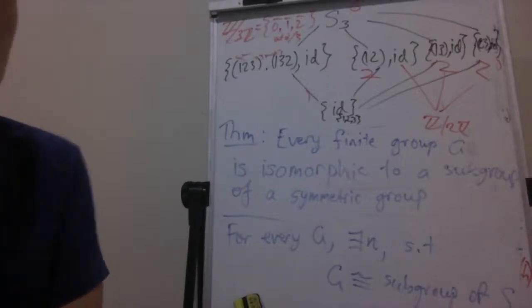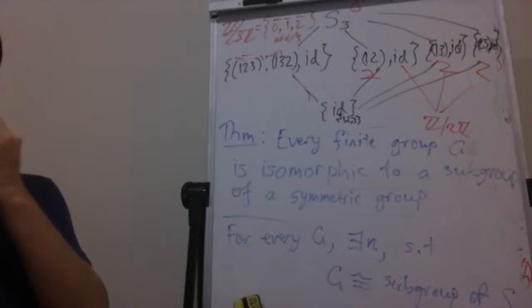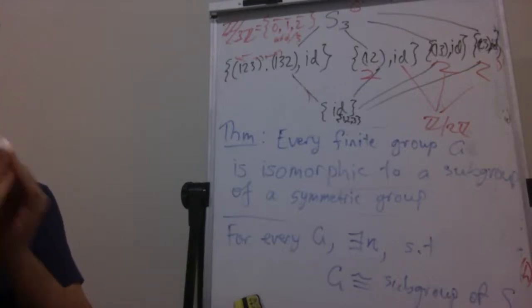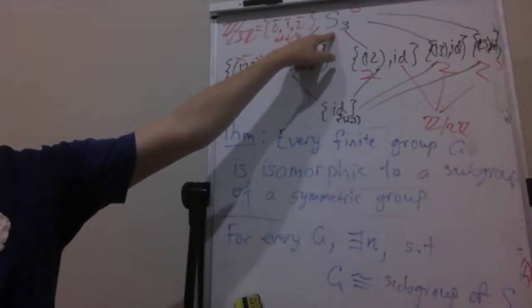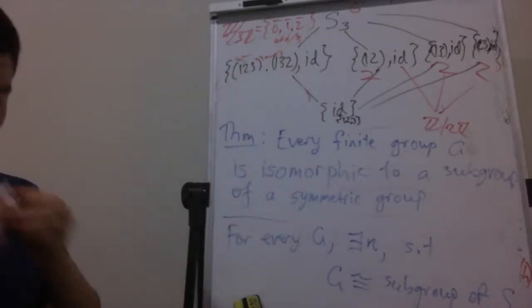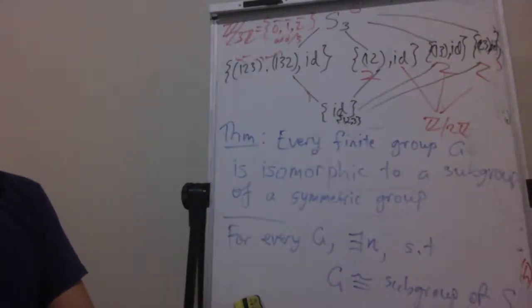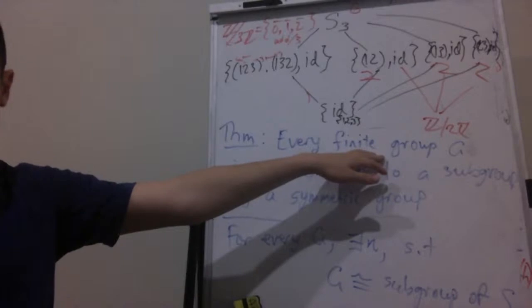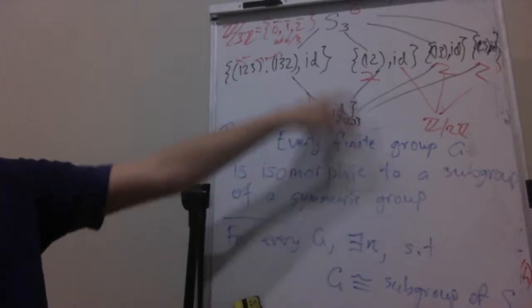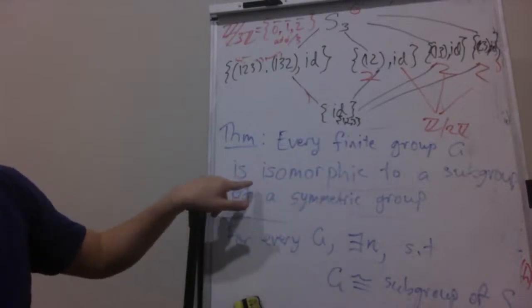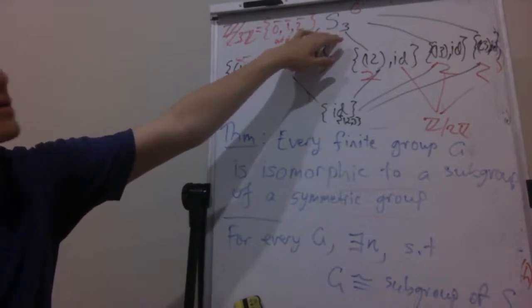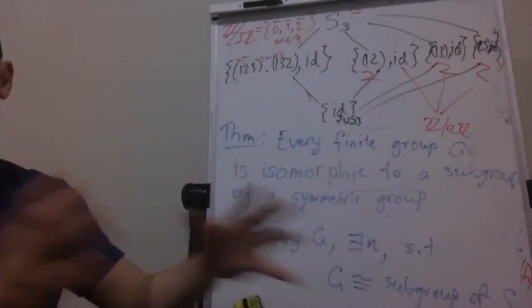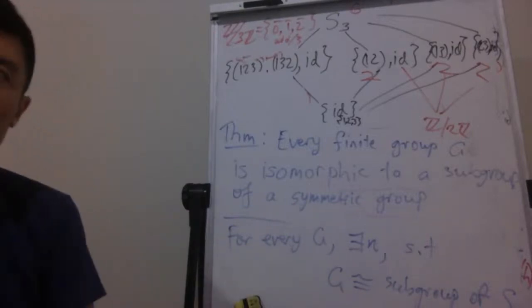Alright, do you understand the statement? So this is S3, a symmetric group with three things. So every single finite group is isomorphic, you can find a symmetric group big enough such that that group is, you can think of it as a subgroup of the symmetric group.